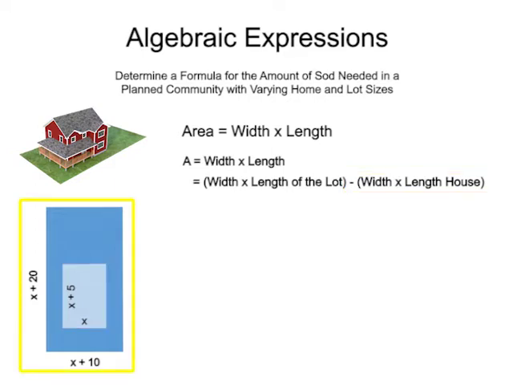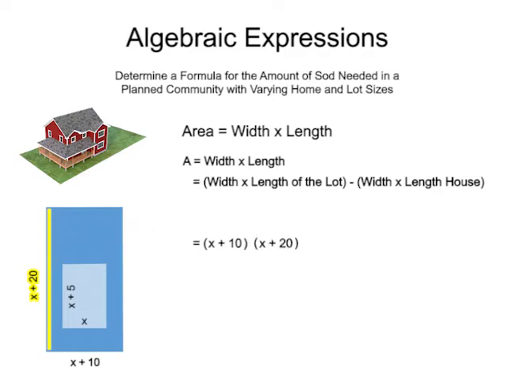Substituting in the values from the diagram will give a formula for the area. The width of the lot is x plus 10. The length of the lot is x plus 20. Since the total area of the lot is needed, these two expressions are multiplied together.